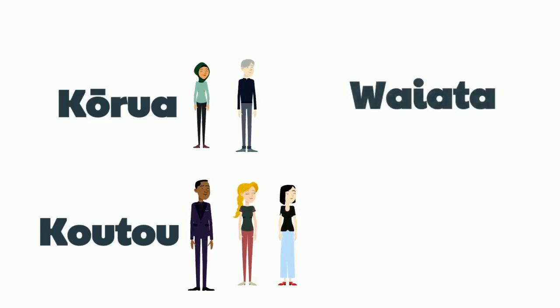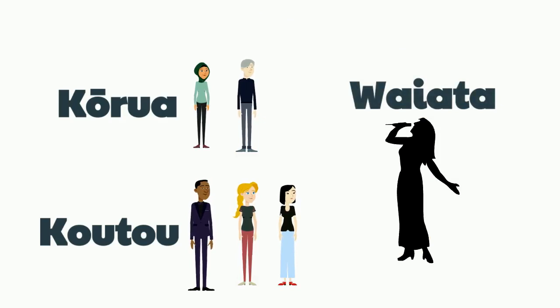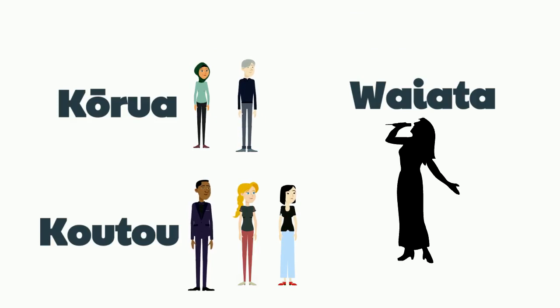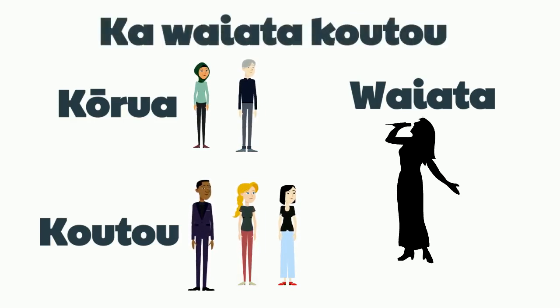Waiata means sing. How do you say, you two will sing? Ka waiata kōrua. And how do you say, all of you will sing? Ka waiata koutou.